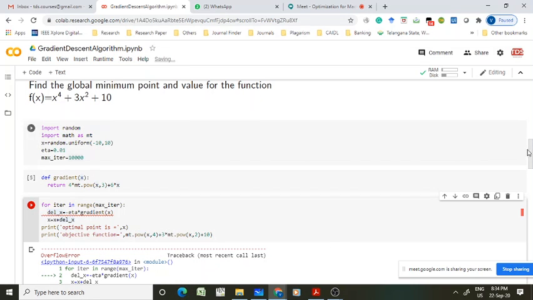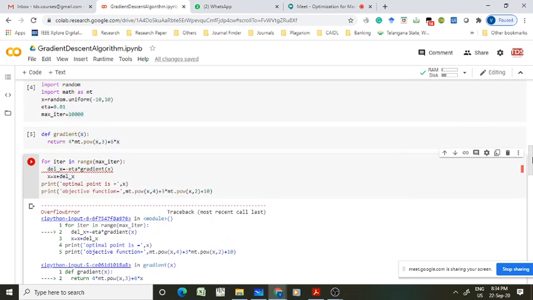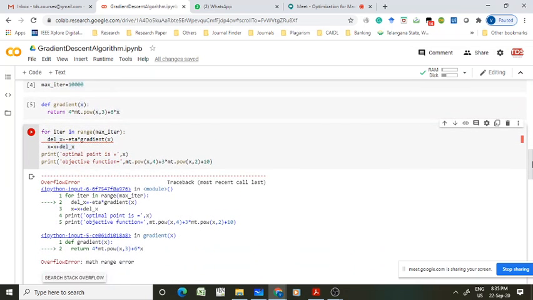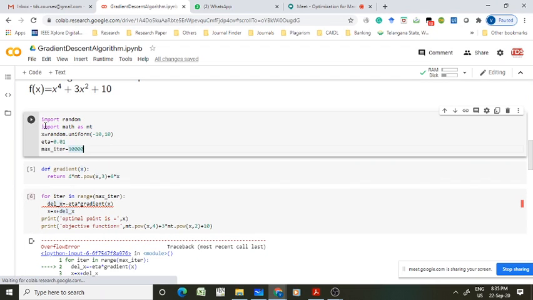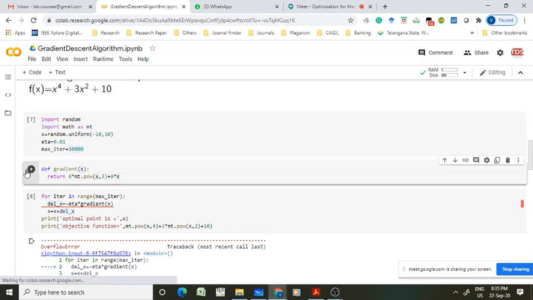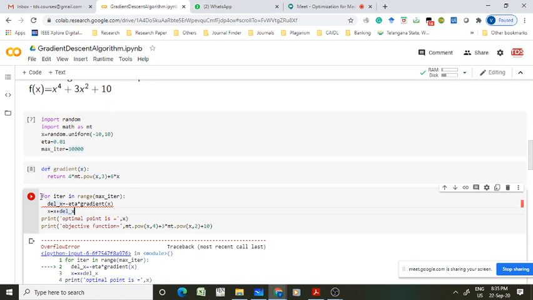Del x equal to minus eta. Why is it giving an error? Because I did not remember... empty dot y.